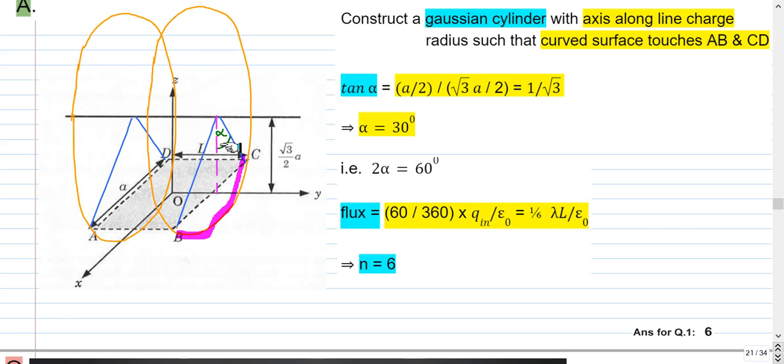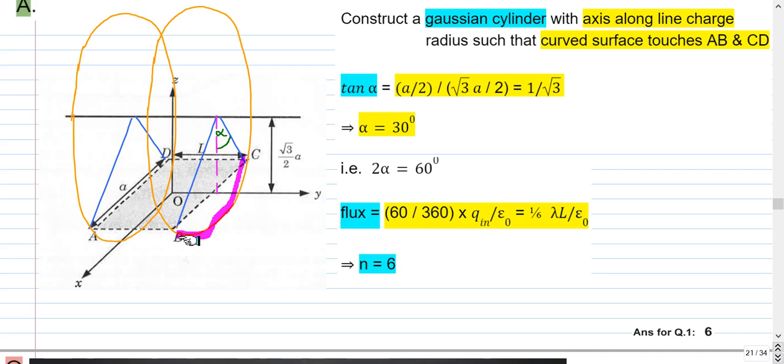So first you have to find this angle alpha. So tan alpha is the opposite side. That is this line, that is a by 2. AD is a, so BC is also a. So half of BC is a by 2. And this vertical distance is root 3 by 2 a. So tan alpha is 1 by root 3. So from that we get alpha as 30 degrees. So 2 alpha, this angle, is 60 degrees.